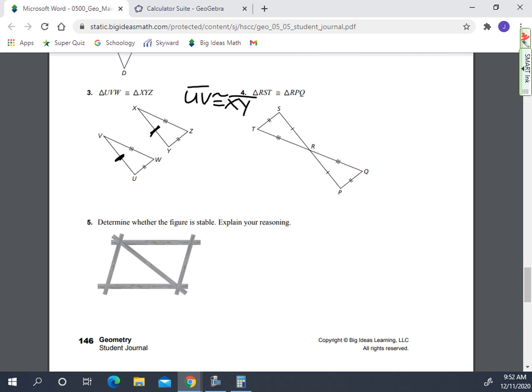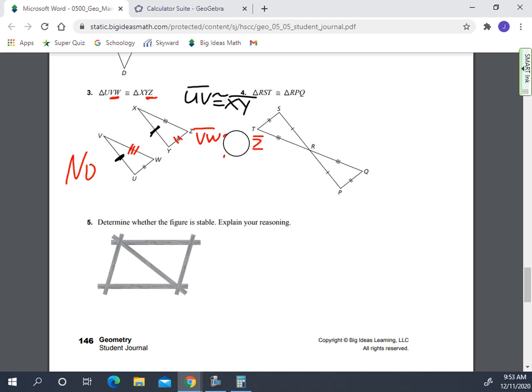How about VW and YZ? Is VW congruent to YZ? Well, between V and W, there's 3. Between Y and Z, there's 2. So, no, this is not congruent. That is not a correct congruent statement.